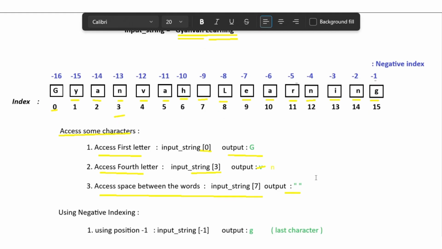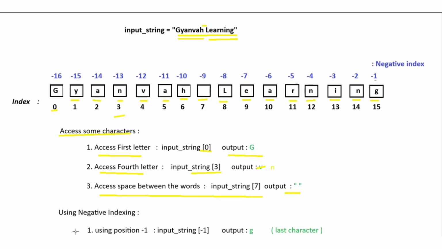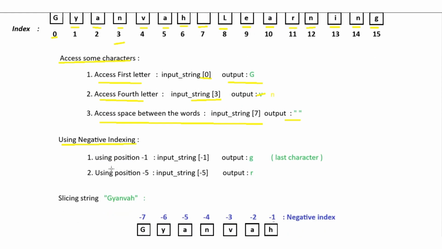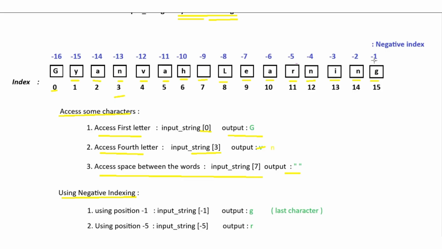Using negative indexing. Now let us do the same thing from the end. Negative indexing begins from the last character. The last character G is at position -1. The second last character N is at -2. The third last character I is at -3.